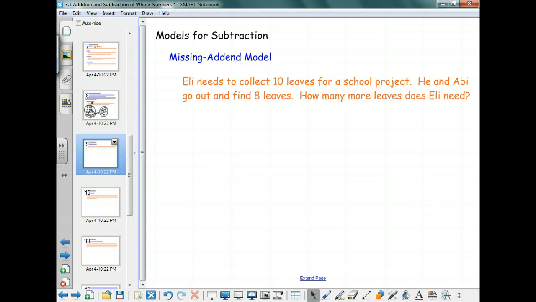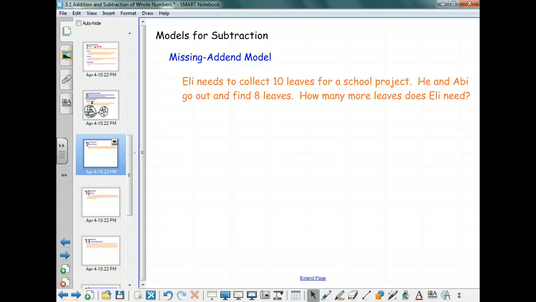Missing addend is the idea that I have something that I don't have enough to do whatever I need to do with it. Right? Missing addend would be the idea that you need $5 to go eat lunch at wherever, but you only have $3 in your wallet. That's a missing addend idea of subtraction. So here's an example. Eli needs to collect 10 leaves for a school project. He and Abby go out and find 8 leaves. How many more leaves does Eli need?